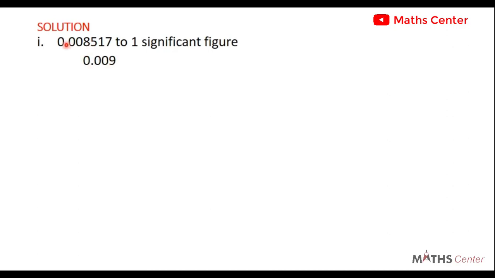So if you are correcting this to one significant figure, look for the first significant figure in the question. The first significant figure is 8. The number after it is 5.